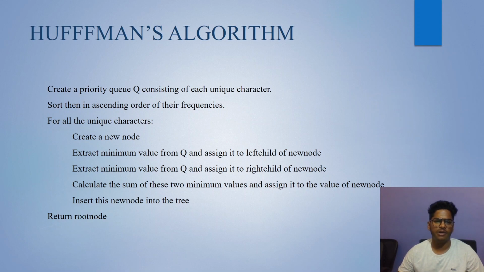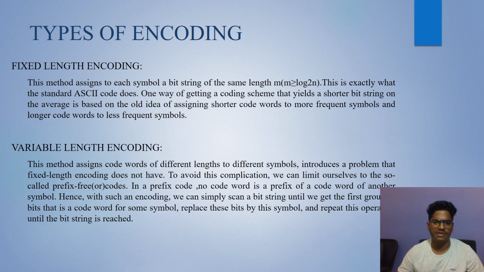So first we create a priority queue consisting of each unique character. Sort them in ascending order of their frequencies. For all the unique characters, create a new node, extract minimum value from queue and assign it to left child of new node. Extract minimum value from queue and assign it to right child of new node. Calculate the sum of these two minimum values and assign it to the value of new node. Insert this new node into the tree. Return root node.